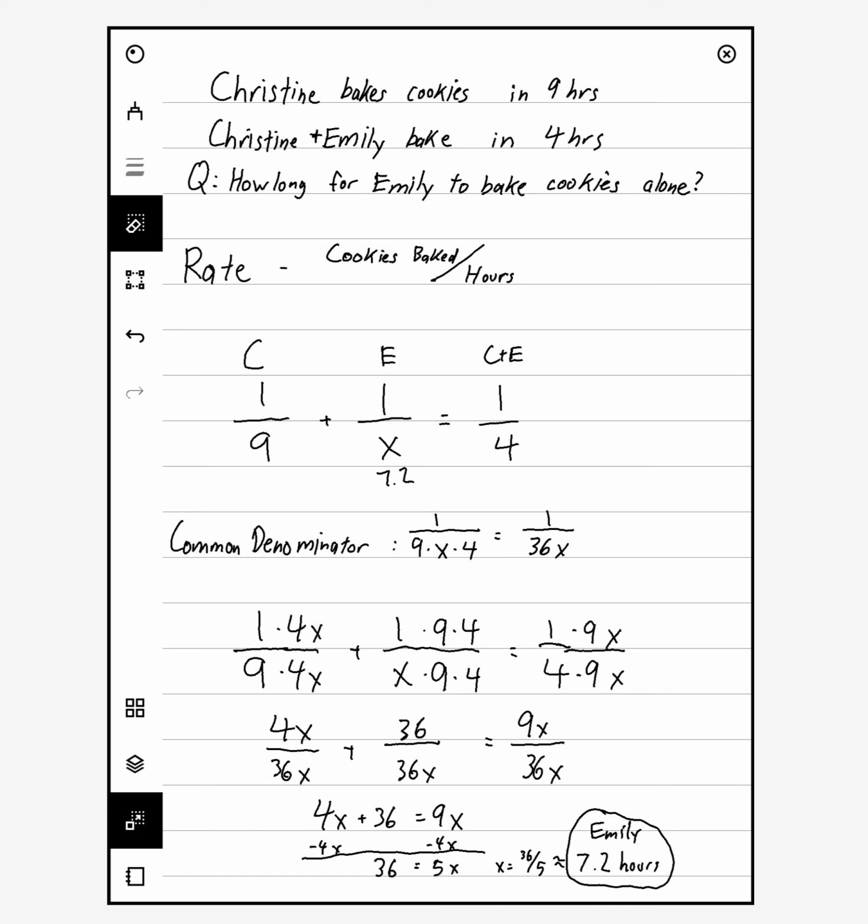Anyway, that's how you combine the different rates. You figure out what Christine's rate is, you add that to Emily's rate, and that's their combined rate. And then just to add all these fractions, you just need to figure out the common denominator.